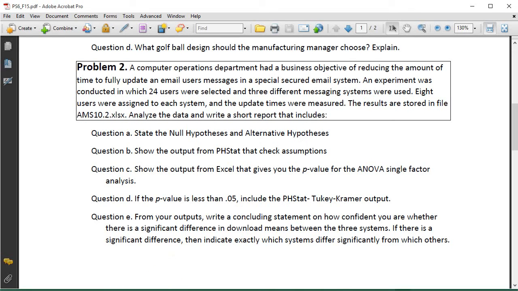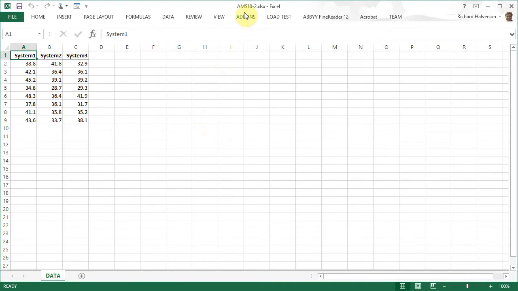Okay, let's look at the data. This is what it looks like, AMS10-2, and we see these are 3 systems. And these are download times. There are, looks like 8 different download times for 3 different users on these 3 systems.